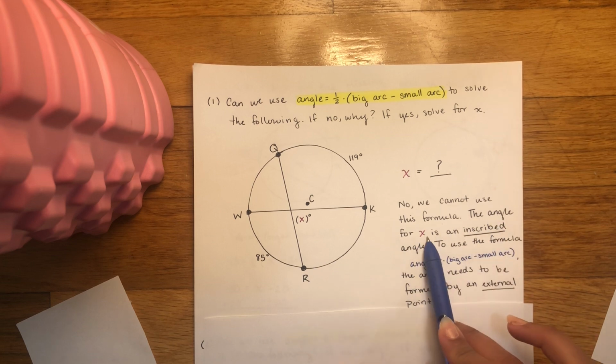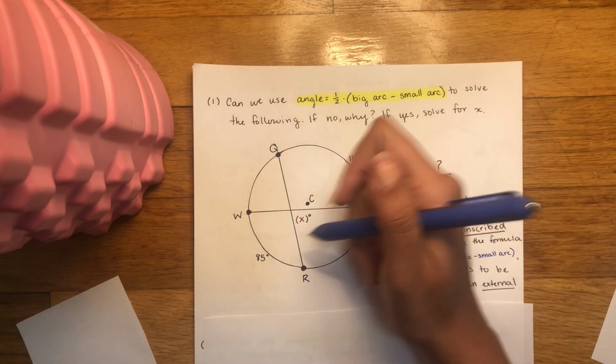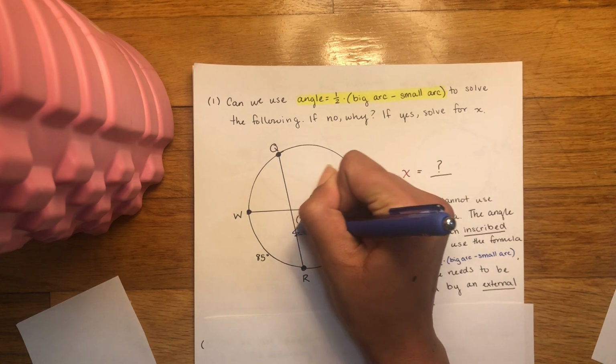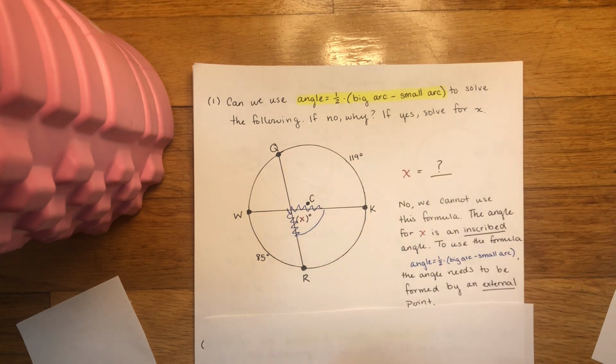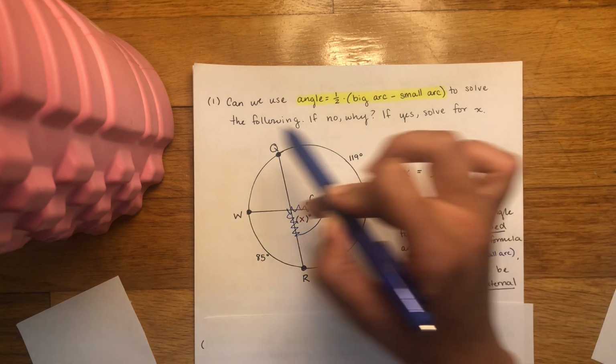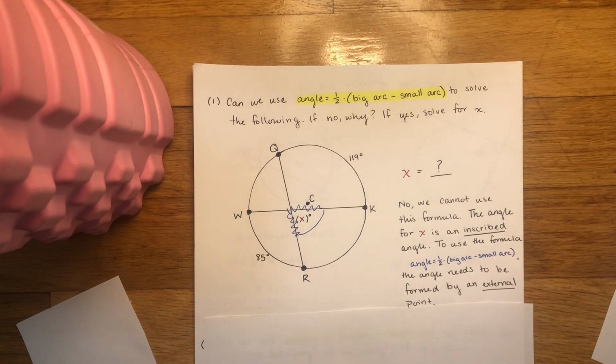The angle for x is an inscribed angle, right? This is the angle where x is. That's an inscribed angle. To use the formula, angle equals half big arc minus small arc, the angle needs to be formed by an external point, and there is no point on the outside of the circle, so you should know right away, can't use the formula.